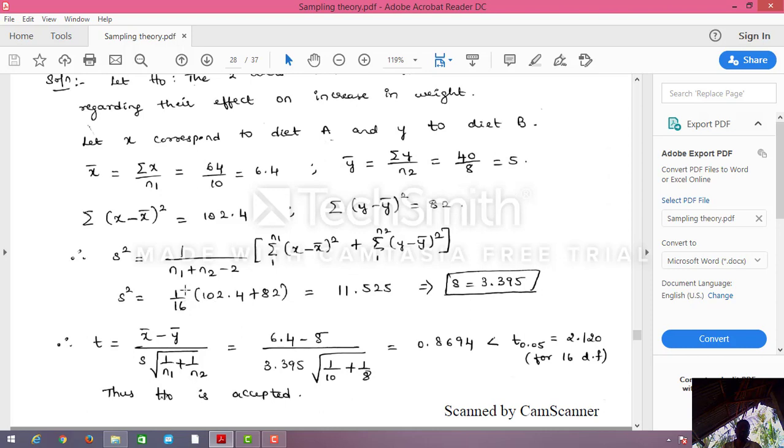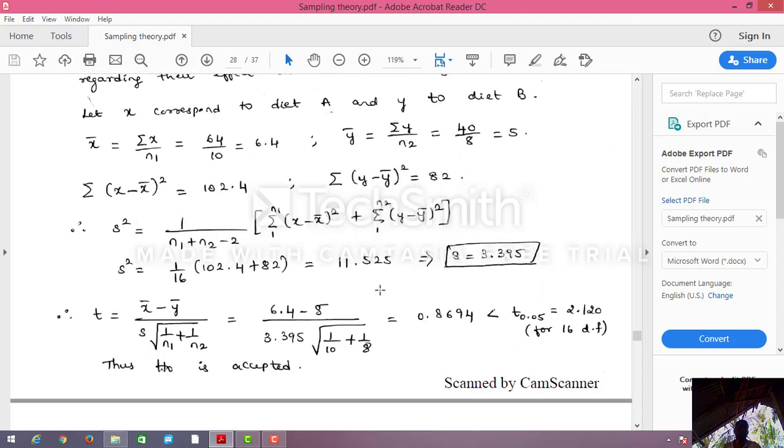Now s square equals, this is 10 plus 8, 18 minus 2, that is 16, into this x minus x bar whole square which is 102.4 plus y minus y bar whole square which is 82. We'll simplify this. 102.4 plus 82 divided by 16, you will get 11.525. S square is 11.525. What is the value of S? S is nothing but 3.395. This is the value of S.